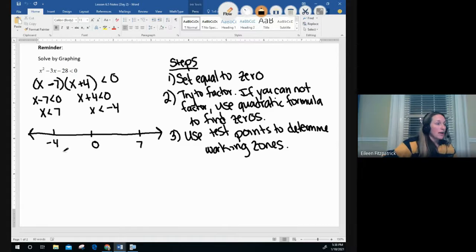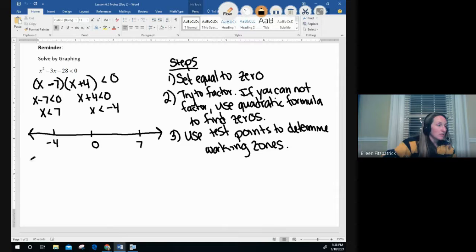So pretty much I have to test a number between negative 4 and 7. 0 is always an easy one to test. Then you want to test the number to the left of negative 4, so maybe you test like negative 7. And then you test a value to the right of 7, so maybe you test like 10. You pick a number and you see which ones work.